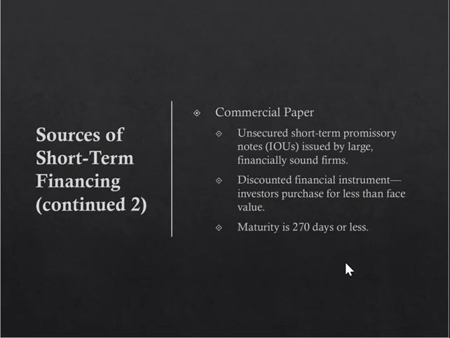The maturity is normally 270 days or less. Sometimes it's shorter, 1 to 30 days is common. And the biggest thing with commercial paper is these are going to be large companies that are financially sound and extremely liquid.